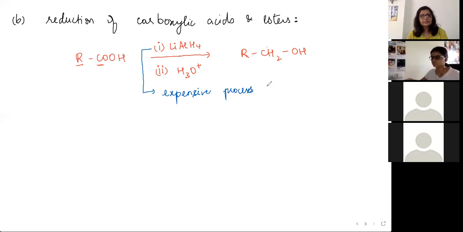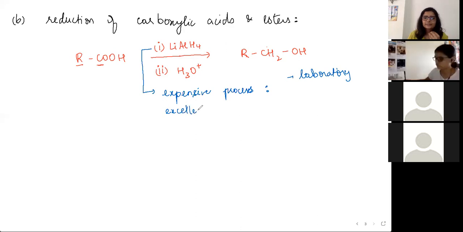That is why this particular process is restricted to laboratory preparation. If you want to prepare alcohol from acid in the laboratory in small quantities, it's easy to prepare. The reason you're still using it is that it has an excellent yield. The yield is awesome. It converts all of the acid into alcohol. So it has its advantages, but because of cost restrictions, it's restricted to laboratory use.